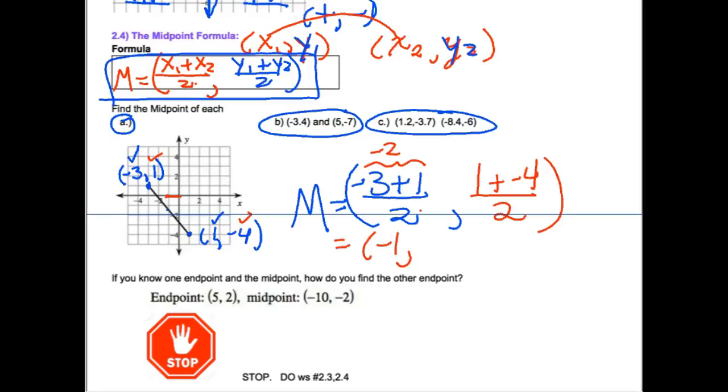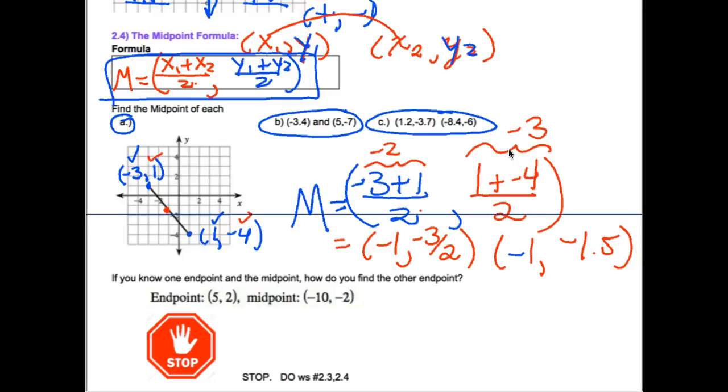I'd be 1 to the left. And my y-coordinate is what I get when I average the y values. So a 1 plus a negative 4 is negative 3. Dividing it by 2 gives me negative 3 halves, or equivalently, negative 1.5. And let's go back and consult our picture. Does that look good? It looks really good, right? Looks like I'm 1 to the left and 1.5 down.